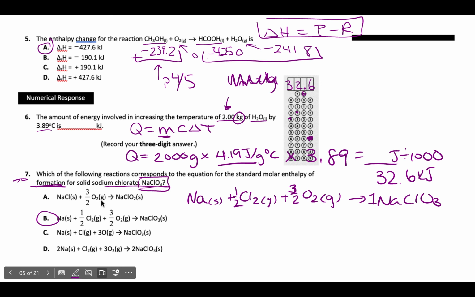And I just want to point out a couple, especially that first distractor. This one might look like it's going to be right, but it won't be, because anytime you're looking at formation, you have to form from the elements. So we should not have a compound. So we could rule that one out right away. You can also rule out this one right away because they didn't write chlorine and oxygen right.